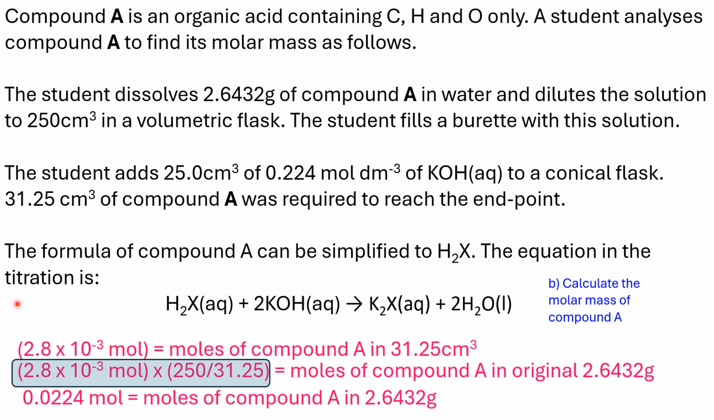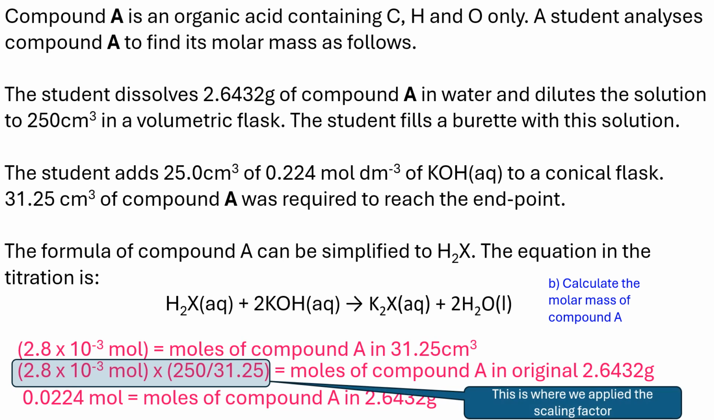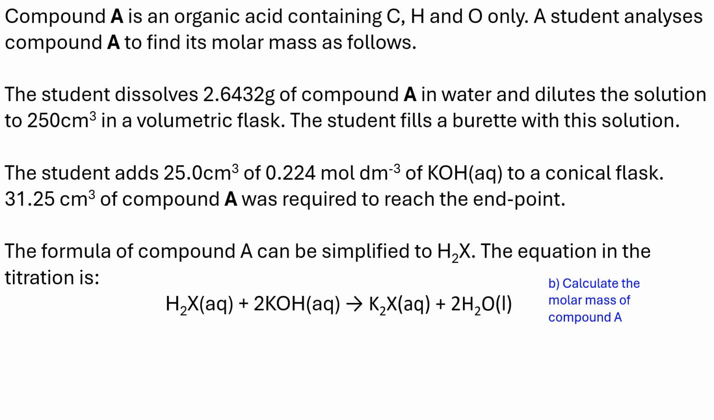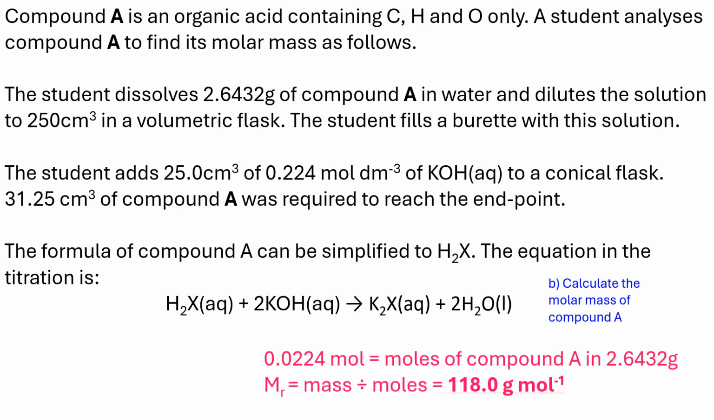So remembering the visualization from earlier, we had 250 centimeters cubed in which our 2.6432 grams had been dissolved. Only 31.25 of that reacted, and that contains 2.8 times 10 to the minus 3 moles. So this number of moles has to be multiplied up by however many times 31.25 goes into 250. And that's what we call the scaling factor. So now we know the number of moles of compound A in 2.6432 grams. We can work out the Mr really easily, which gives us a nice clean number of 118 grams per mole.